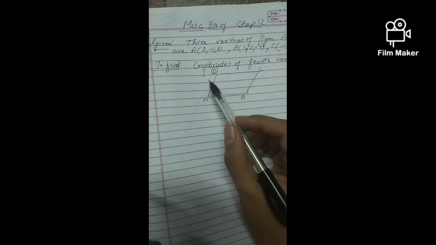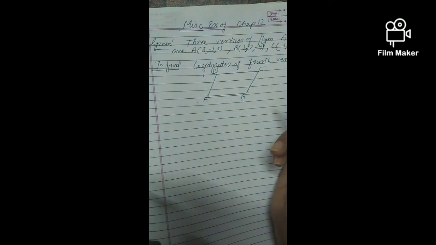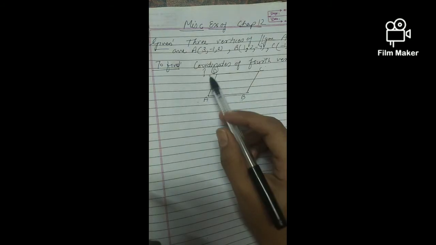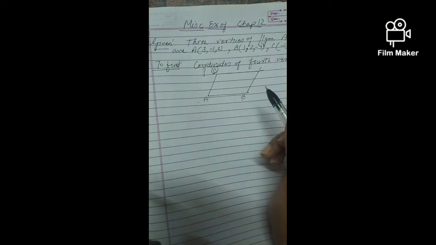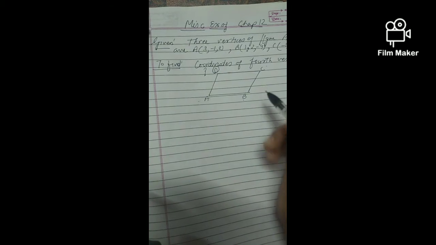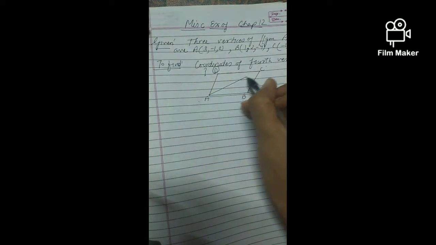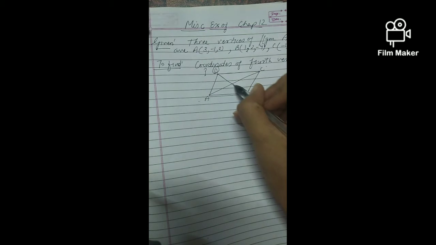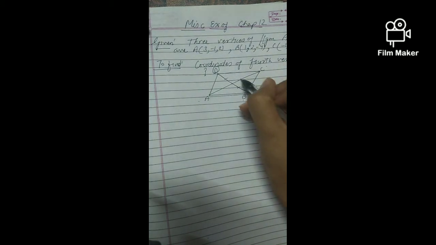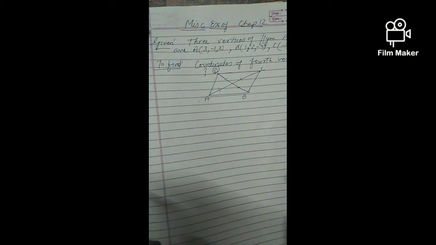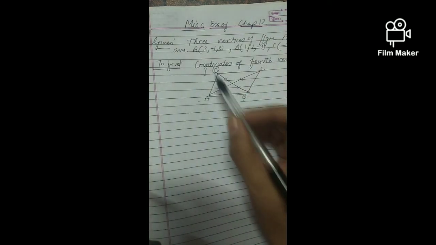And here we can't apply the distance formula, because the distance formula will be a long way to find the coordinates. So the direct and easy method is to use the property of parallelogram, that the diagonals of a parallelogram bisect each other. Bisect each other means the AC and BD.